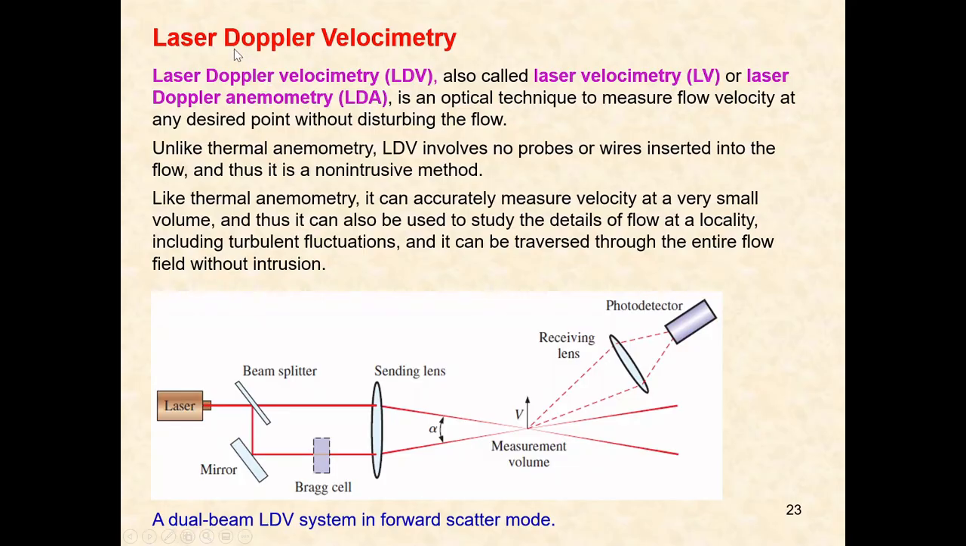Okay, so here is another one called laser Doppler velocimetry, in short LDV, also called laser velocimetry LV or laser Doppler anemometry LDA. This is an optical technique to measure flow velocity at any desired point without disturbing the flow. Unlike thermal anemometry, LDV involves no probe or wire inserted into the flow, and thus it is a non-intrusive method.